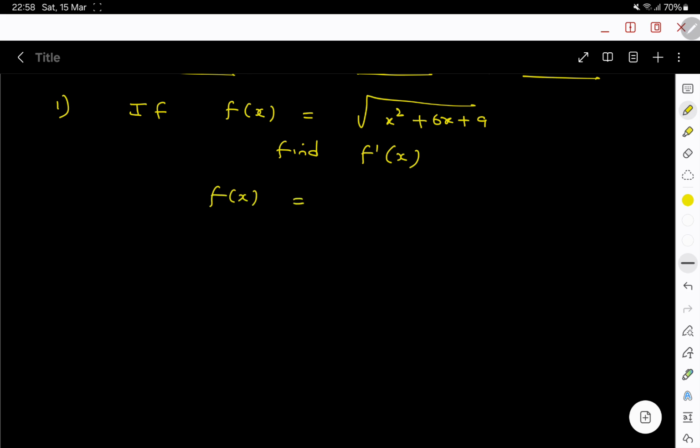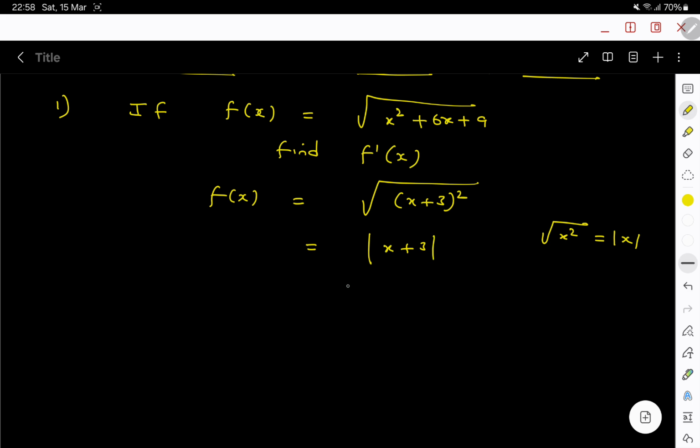Now x square plus 6x plus 9 is under root. So we write this as x plus 3 whole square. Okay. So when you expand x plus 3 whole square, we get x square plus 6x plus 9. And we know under root of x square is defined as mod of x. Similarly, under root of x plus 3 whole square is mod of x plus 3.